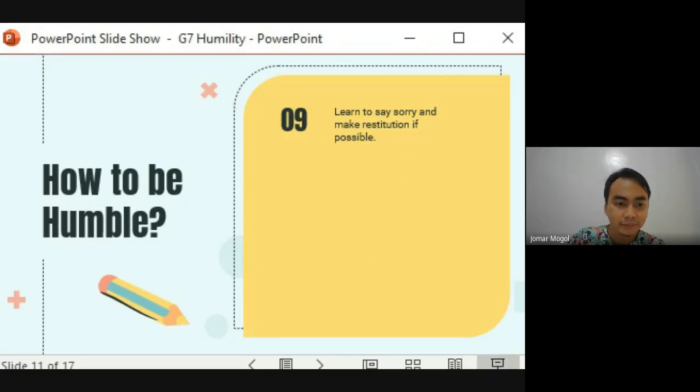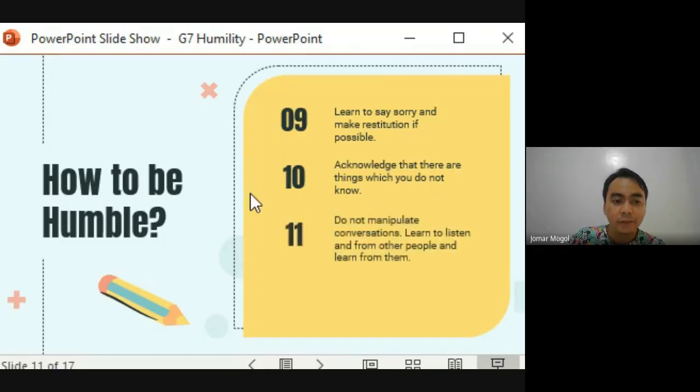Next is acknowledge that there are things which you do not know. Explore lang tayo, explore new things. Then 11, do not manipulate conversations, learn to listen to other people and learn from them.